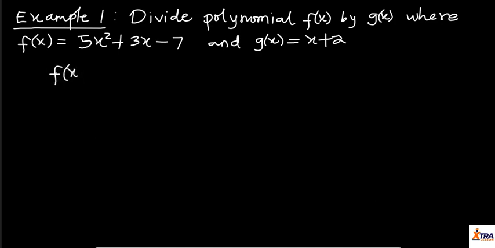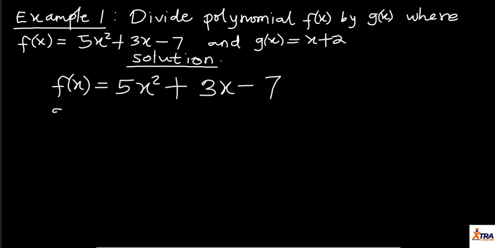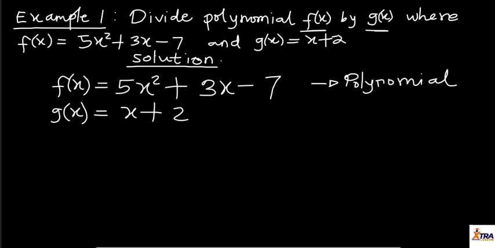You have f of x to be 5x cubed, 5x squared, and then we have g of x to be x plus 2. Because they told you we are dividing f of x by g of x, it means f of x is the polynomial we're using here. This is the polynomial we're dividing, while g of x in this case is the divisor. So we have the polynomial and we have the divisor. Since we have this, we can now do what we need to do.